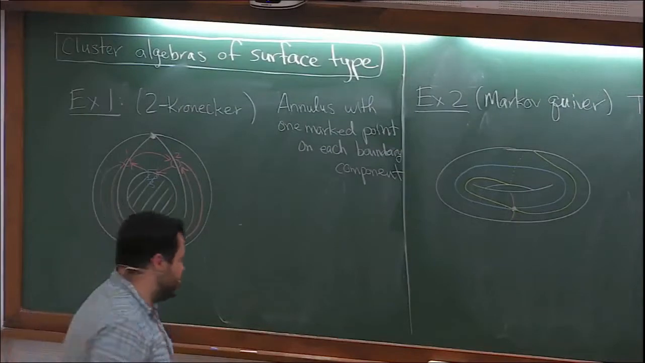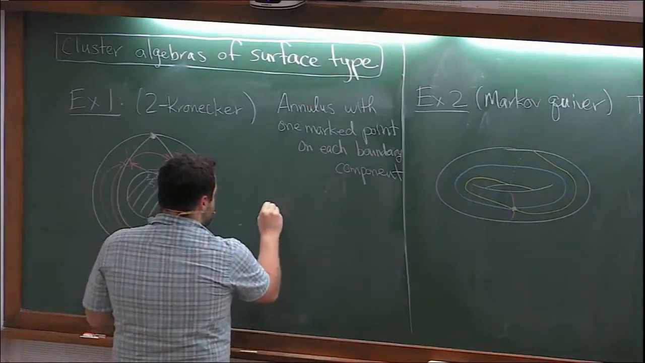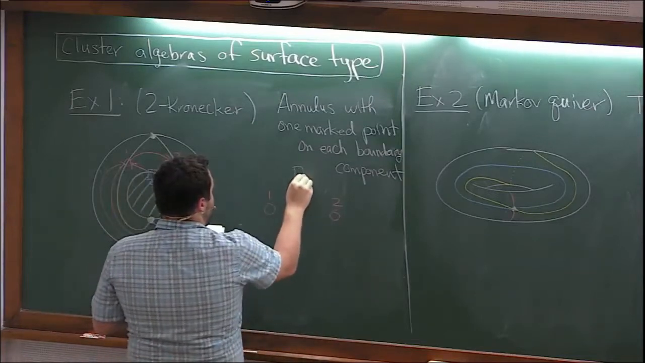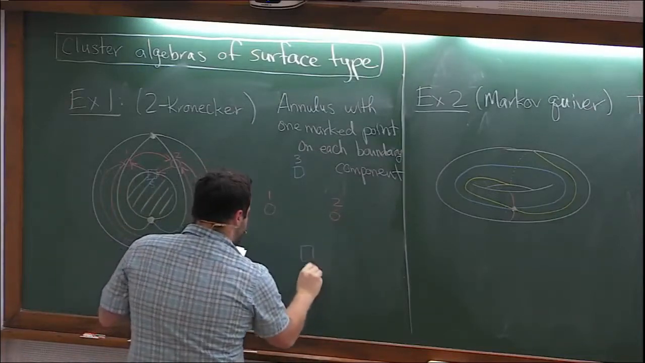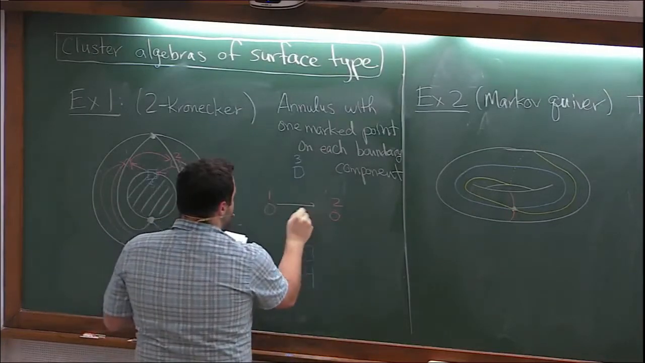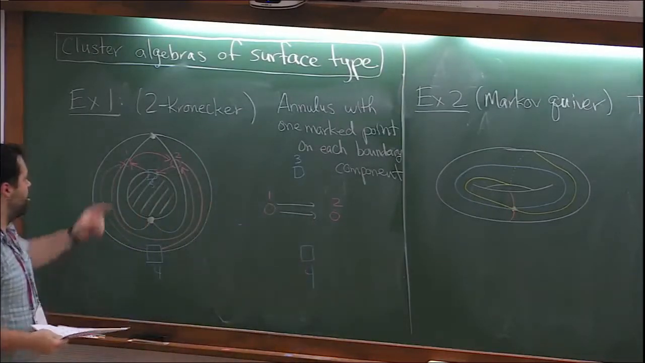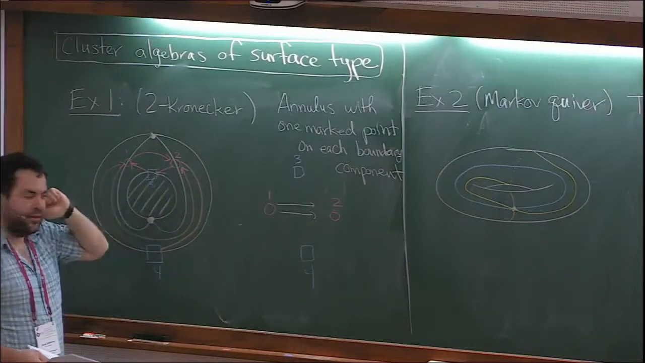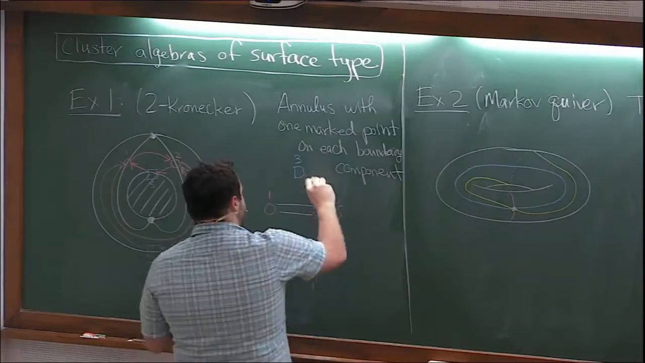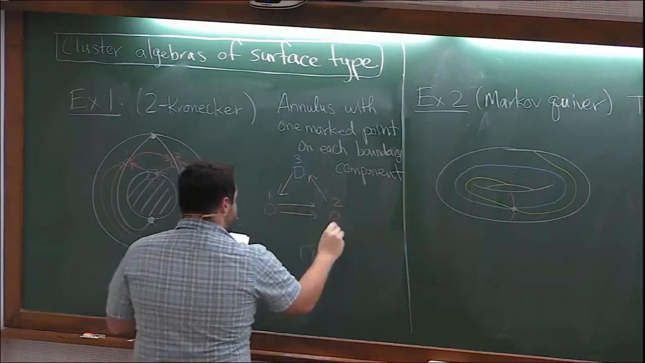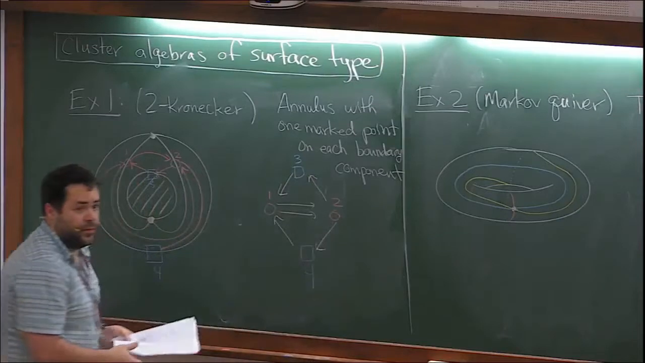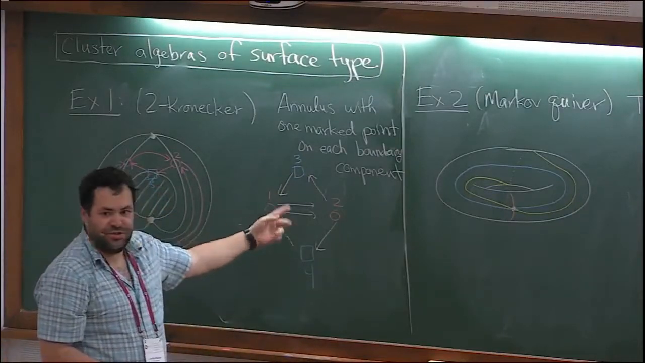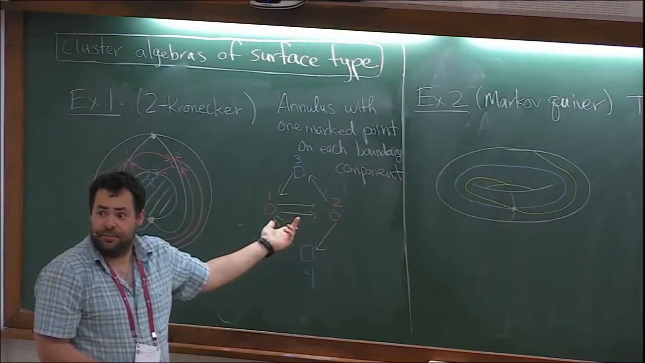Okay? So let me just draw the picture. Here's 1, here's 2, here's 3, here's 4, and then I have 2 arrows from 1 to 2. 1 is here, and 1 is here. Okay? So I have 2 arrows from 1 to 2, so there's my 2 Kronecker. And then these other arrows I get look like this. Right? So now I have the 2 Kronecker quiver, so I can get a cluster algebra.